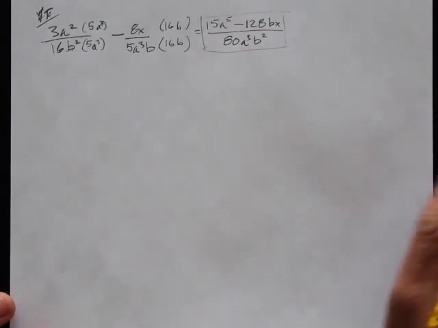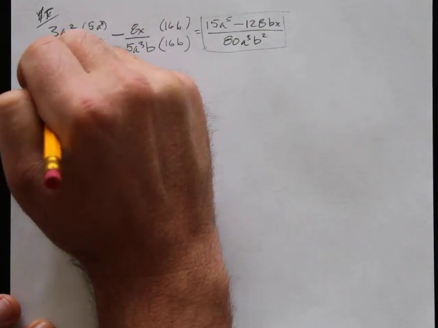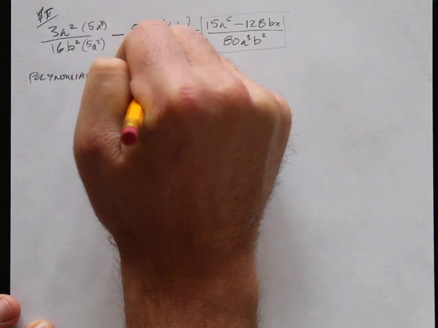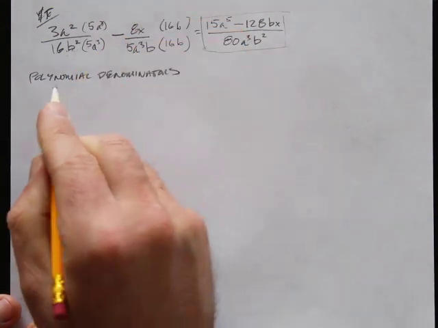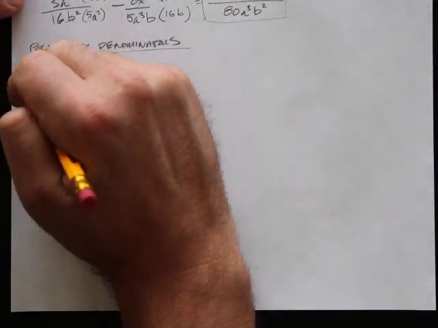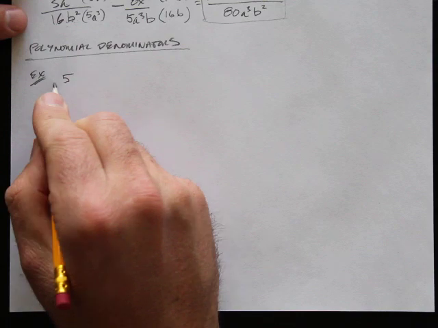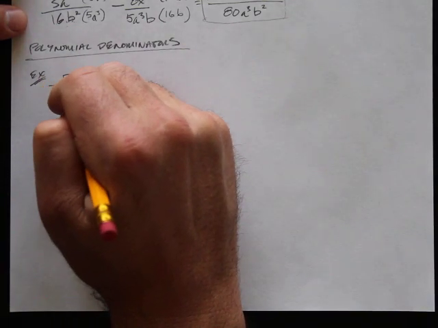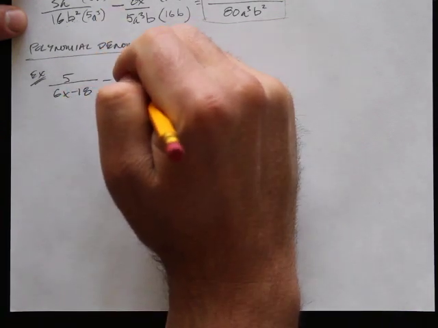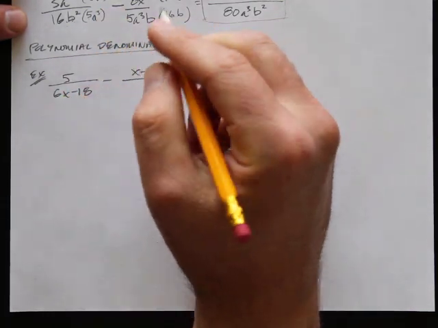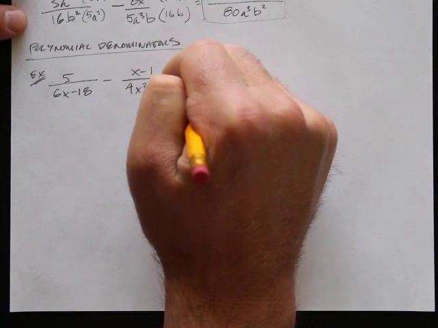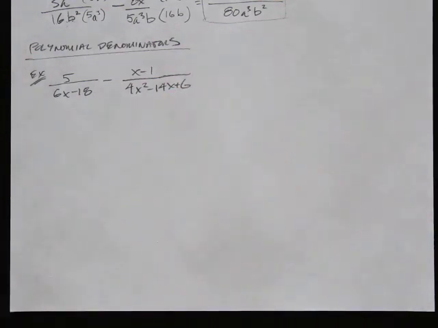Okay, polynomial denominators. So here's an example: 5 over 6x minus 18, sorry, minus x minus 1 over 4x squared minus 14x plus 6. Ew.